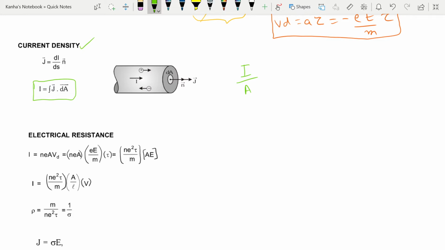Note that because this is a dot product, if my cross section is at an angle to the direction of current, so my J will be in this direction and my dA will be in this direction, then we'll have to take the dot product.